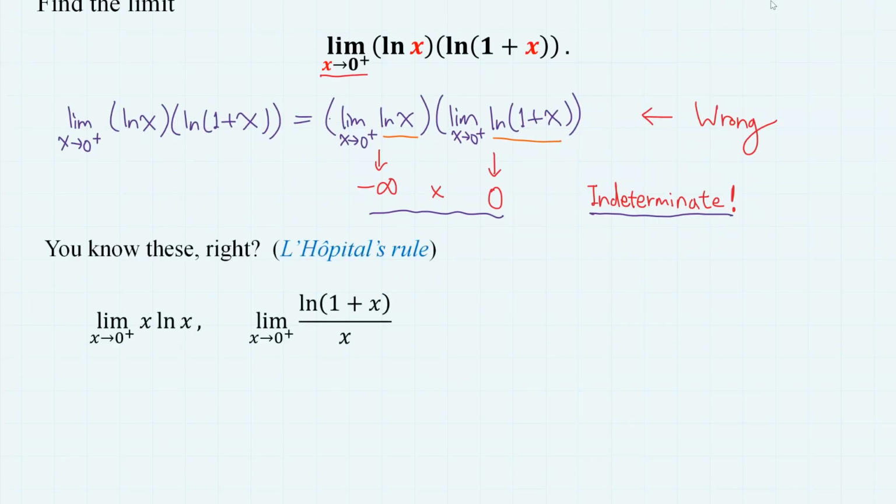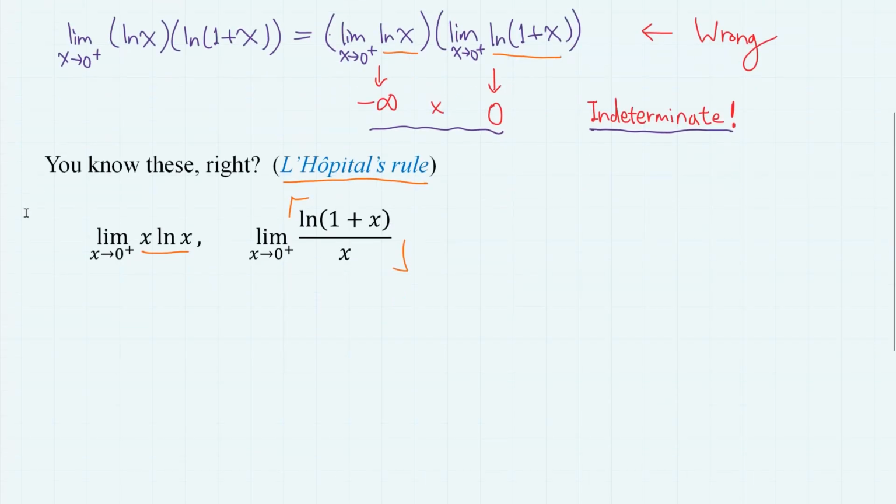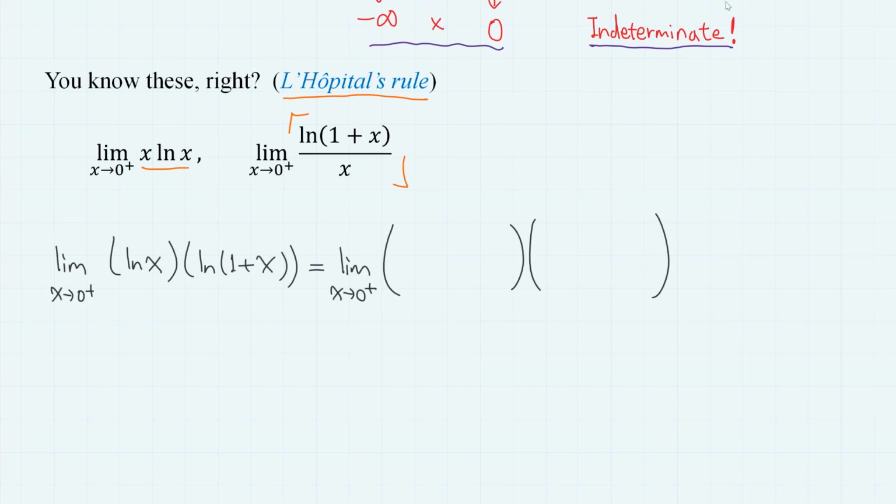You may have learned about these two limits in your basic calculus course, the limit of x ln x and the limit of ln(1 + x) over x. More specifically, you may have evaluated these two limits when you were learning about the famous L'Hopital's rule, since these two are fine examples of applying that rule. Therefore, using this knowledge, we split the given function into x ln x and ln(1 + x) over x.